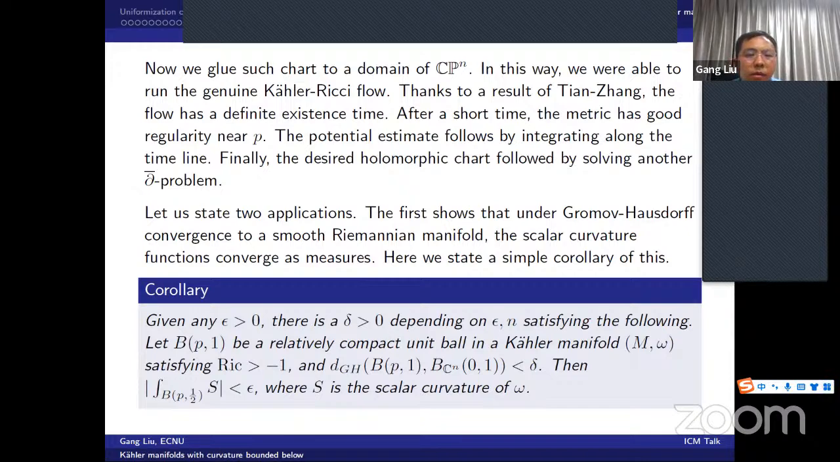So two applications. The first one is that under the Gromov-Hausdorff convergence to a smooth Riemannian manifold, the scalar curvature function converges as measures. Okay. So the corollary is that if a geodesic ball in a Kähler manifold is sufficiently close to the Euclidean ball, and say the Ricci curvature has a lower bound, then the integral of the scalar curvature is small.